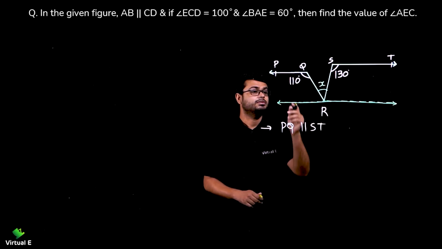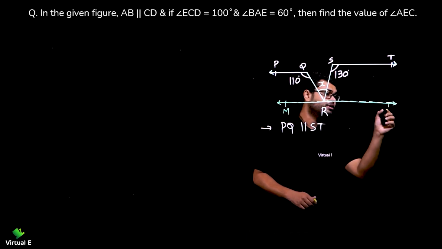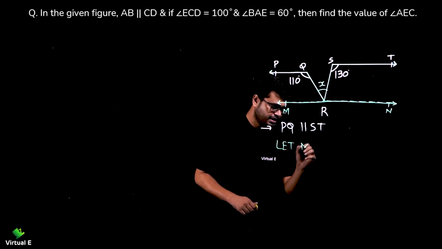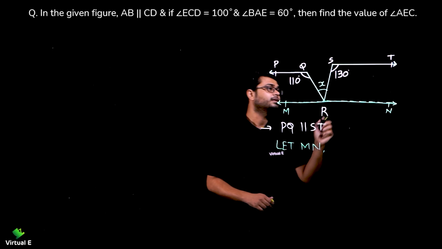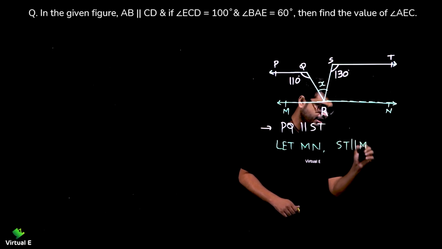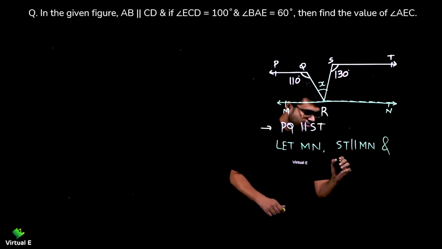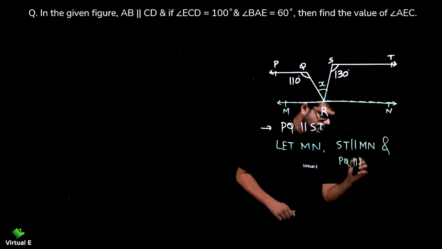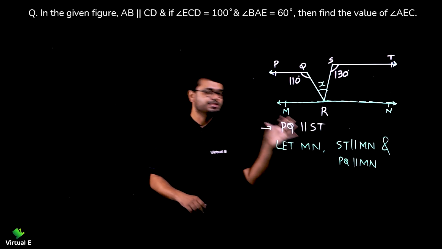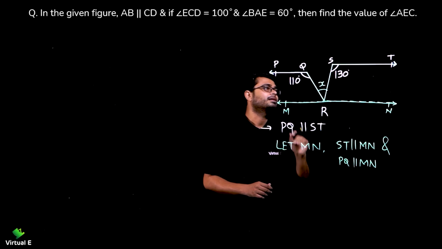Okay, so let's give it a name. R we have already. Let's give it a name M, and here N. So let's mention it: let MN be such that MN is parallel to ST. So let's write ST parallel to MN, and another condition will be what? PQ parallel MN. So let's write PQ parallel MN. Very, very, very important condition. If you write this, then only we can use the properties of the angles related to parallel lines.